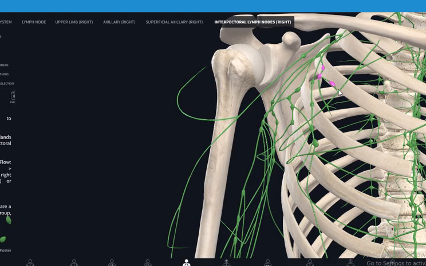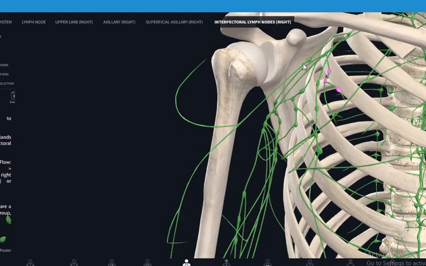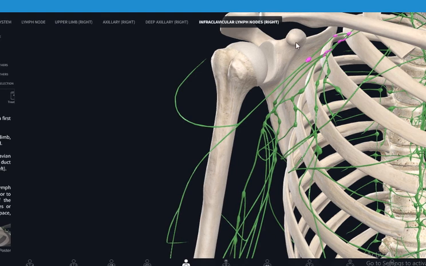This medial axillary lymph node also drains the breast. This is why, in case of breast cancer, these lymph nodes are going to be affected. So they are going to metastasize to this particular lymph node, the thoracic lymph node. We have again this other lymph node here. This lymph node is the infraclavicular or the apical lymph node. These are the lymph nodes which are infraclavicular or apical. Now, this lymph node here are the central lymph nodes.